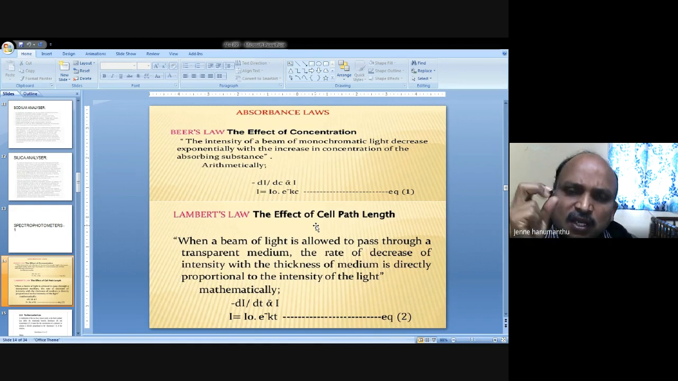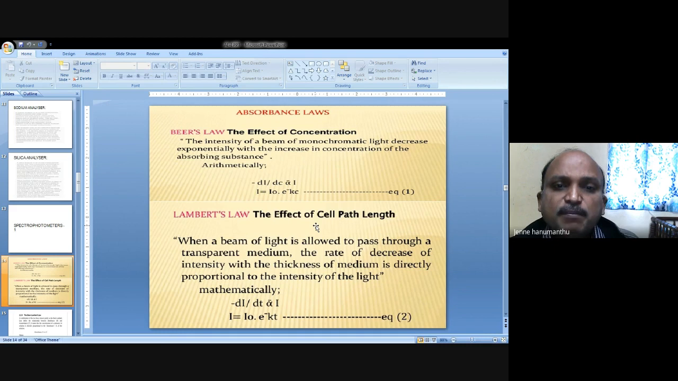Here two things are going to happen. Beer's law states that the intensity of a beam of monochromatic light, remember once again, the intensity of a beam of monochromatic light decreases exponentially with increase in concentration of the absorbing substance. What does it mean?